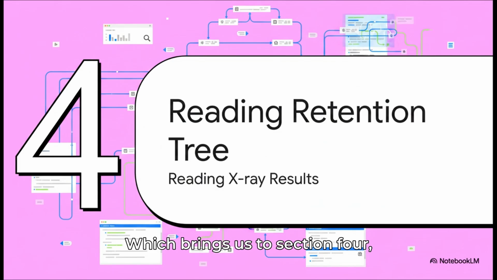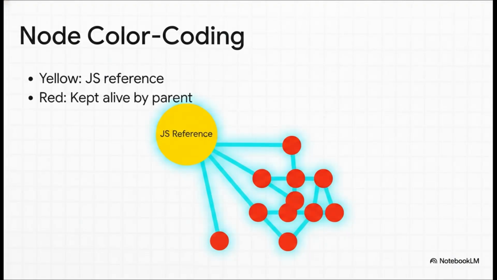Which brings us to Section 4, reading the retention tree. Once you spot a suspicious object, you have to figure out why it's stuck. So let's shift to interpreting these X-ray results using the object retention tree. Chrome DevTools makes this a lot easier with some fantastic color coding for DOM nodes.